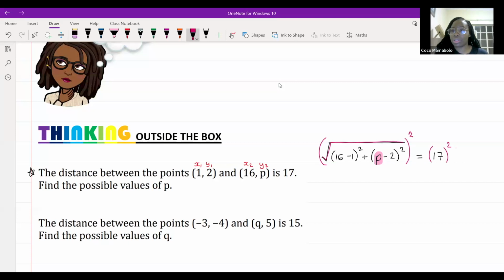All right, now the square and the square root will get rid of themselves, right? And over here on the inside, I'm going to have 16 minus 1 all squared. That will give me 15 squared plus, now I can't separate this. This still stays as p minus 2 all squared is equal to 17 squared. All right, now we can flesh out the numbers, but let's look at what's happening over here. Thank you, Abu. That's the answer I was looking for on one side. Let's look at this p minus 2 squared.